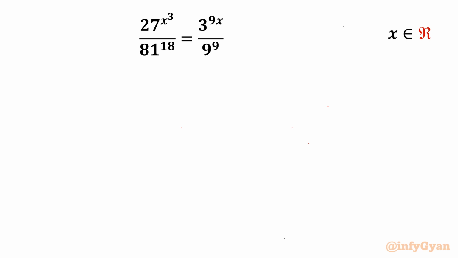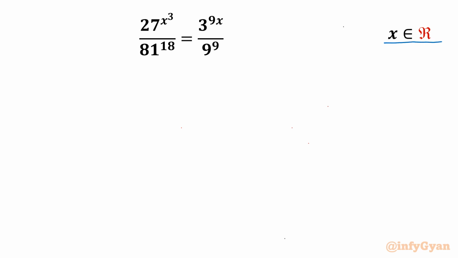In this video, we'll be solving one very interesting exponential equation. It is 27^(x³) / 81^18 = 3^(9x) / 9^9. We have to find real solutions only.